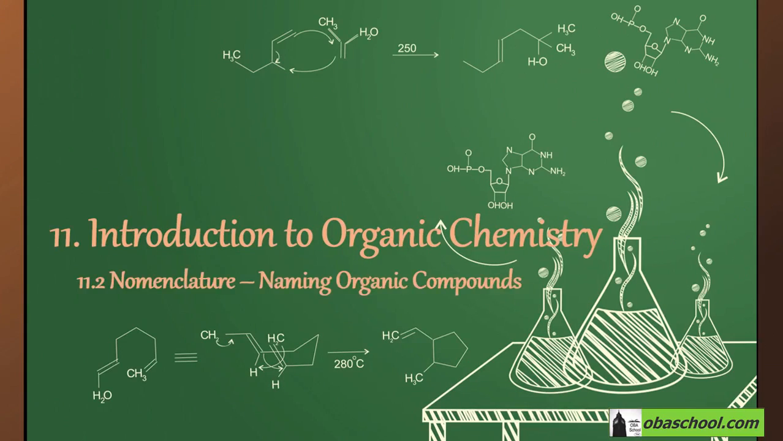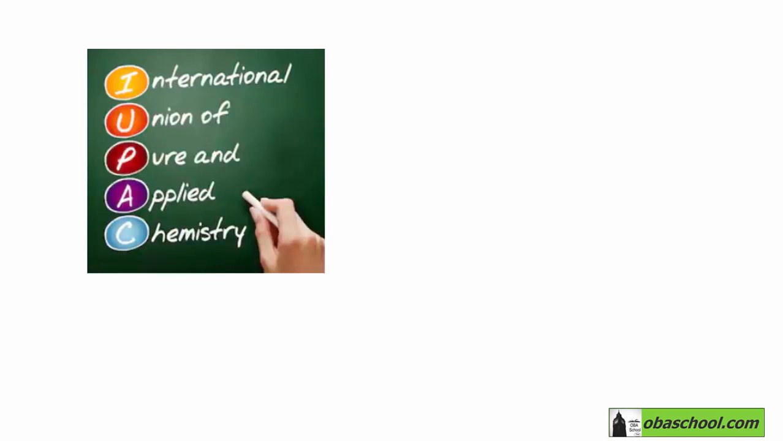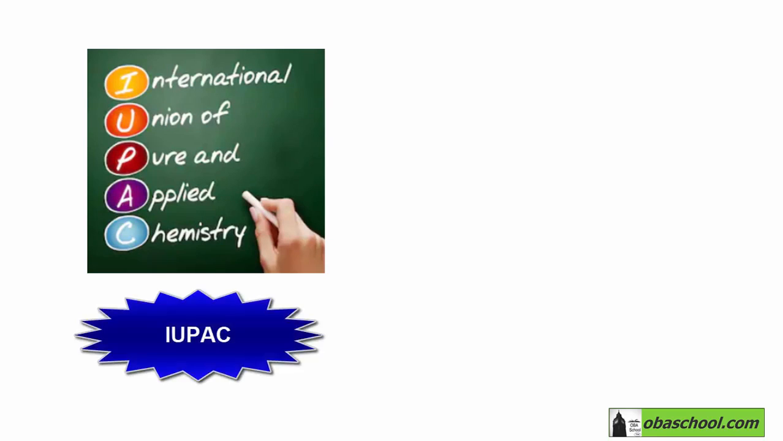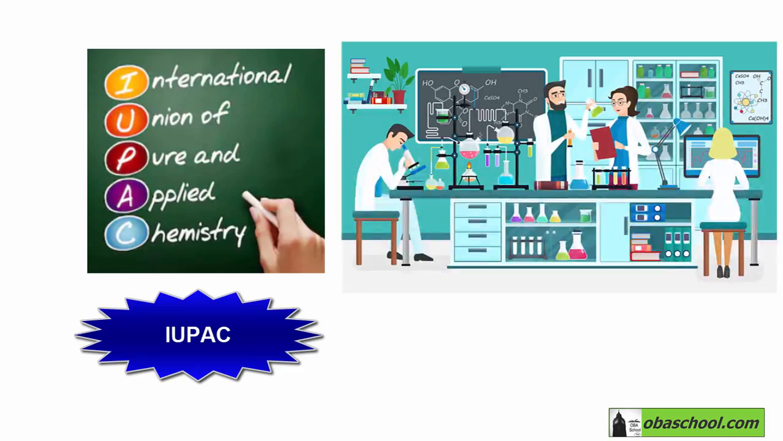In the second section of this chapter, we will be talking about nomenclature, naming organic compounds. The system used for naming compounds was developed by the International Union of Pure and Applied Chemistry, or what is called IUPAC. So this is an international organization of chemists which determines the standards so that chemists throughout the world use the same conventions. So it's actually like a universal language of chemistry.